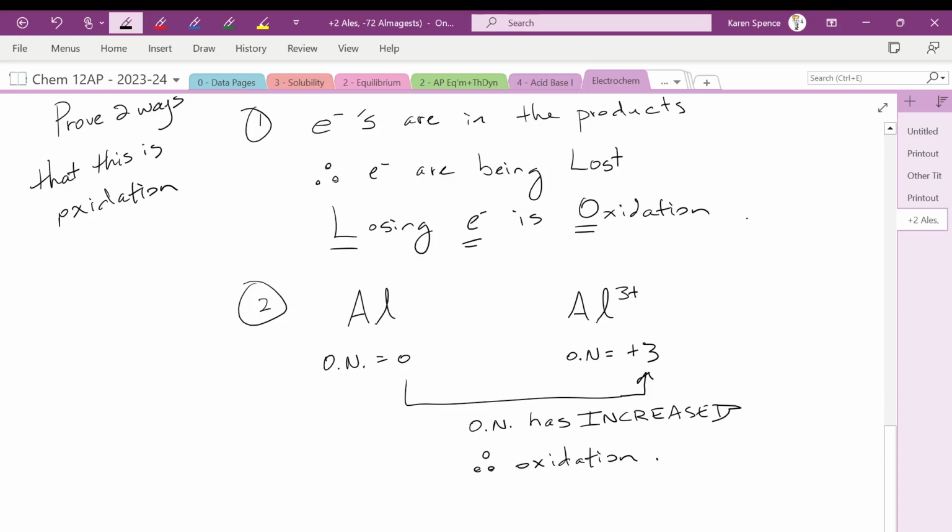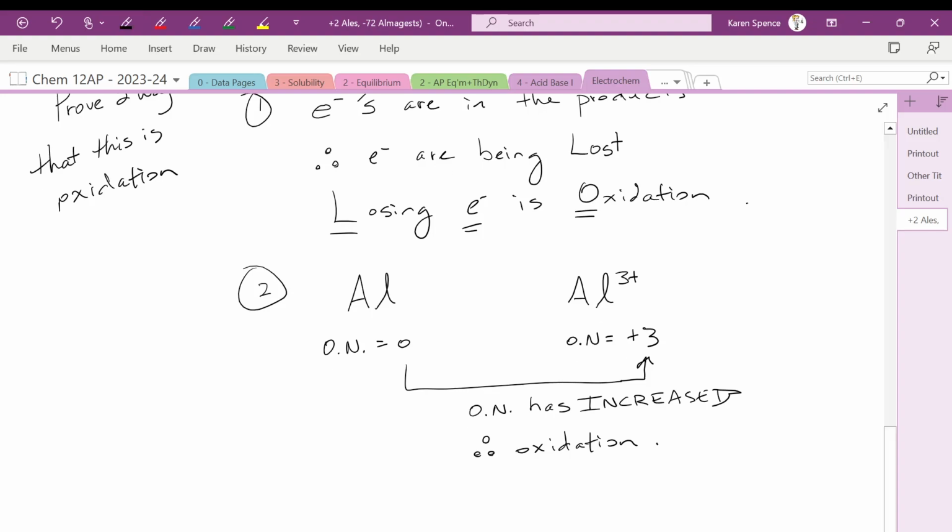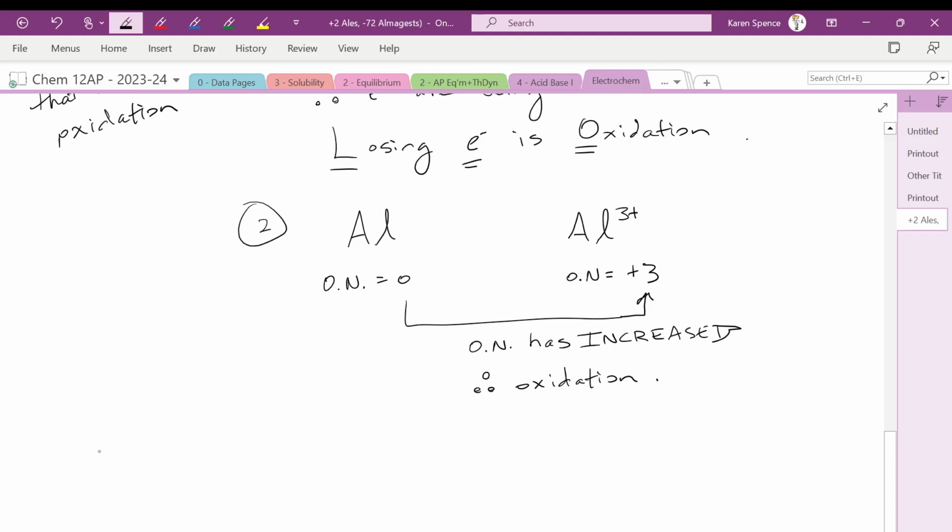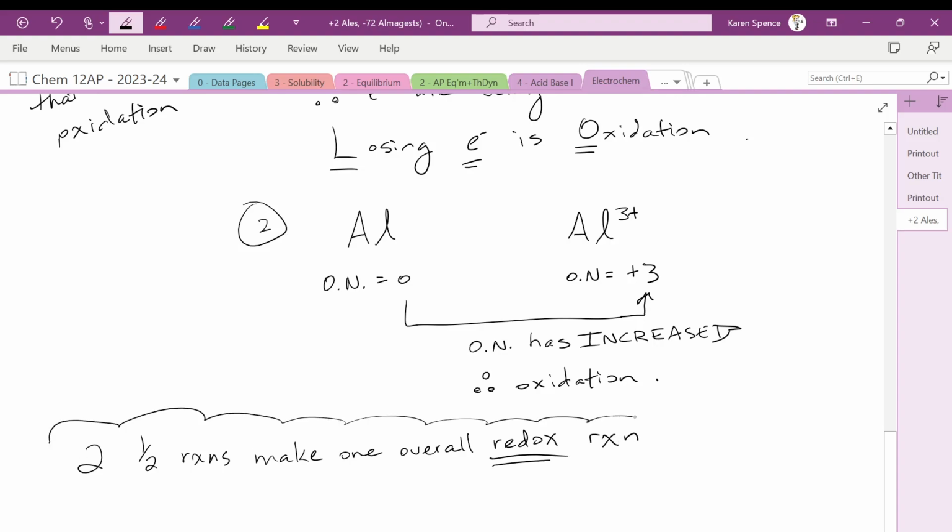Okie dokie. Now, if you are given two half reactions, you can actually put them back together into a full reaction. And let's just do that right now. Was that okay? Yeah? Okay. Let's take our two half reactions. Two half reactions make one overall redox reaction.